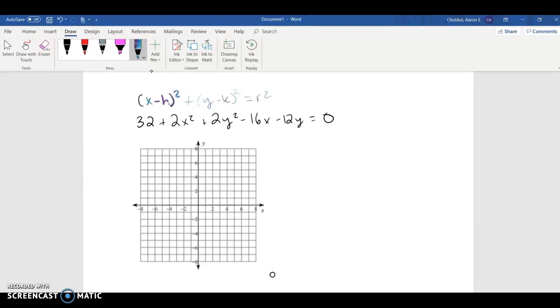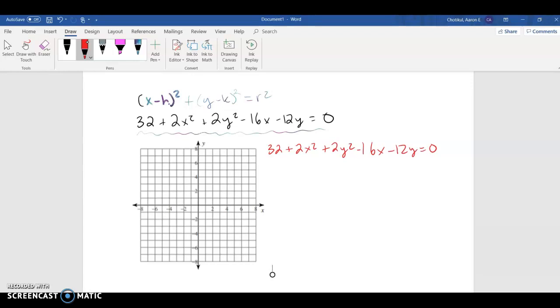We're trying to get it in that form so we can graph it, right? You'll notice this example down here looks nothing like that. We're going to have to fiddle with this a little bit. First, let's rewrite this out. This might take a bit more space. That's okay. We have 32 plus 2x squared plus 2y squared minus 16x minus 12y equals 0.